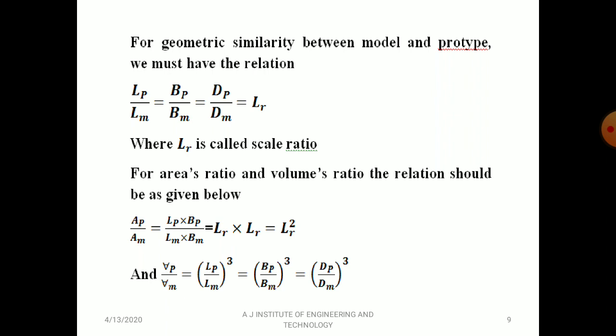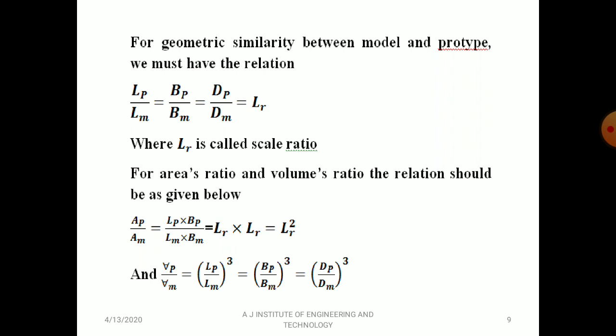And volume, we all know the volume of a prototype to volume of a model. If you consider it as a square cross section, then it is a cube. Volume becomes a cube. So LP divided by LM to the power 3 is equal to BP divided by BM to the power 3, which is equal to DP by DM to the power 3. That is for a volume: linear dimension of length, linear dimension of breadth, and linear dimension of diameter.